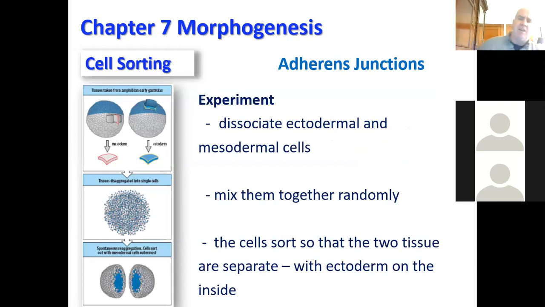Adherens junction. So this is kind of an interesting experiment, and it helps us to understand the compaction of the morula in the next slide. So basically, if you take cells that are ectodermal and cells that are mesodermal, dissociate them all up into cells, and mix them all up into one big conglomeration, they will separate themselves.